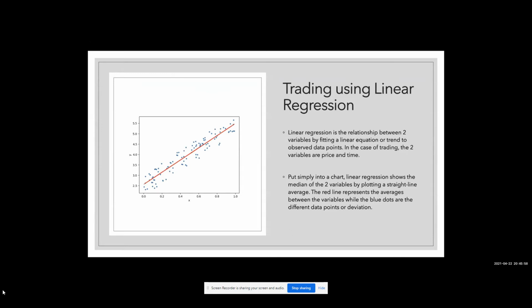So linear regression is the relationship between two variables by fitting a linear equation or trend to observed data points. In the case of trading, the two variables are price and time. All right. Put simply into a chart, linear regression shows the median of the two variables by plotting a straight line average. The red line represents the averages between the variables, while the blue dots are the different data points or deviation.